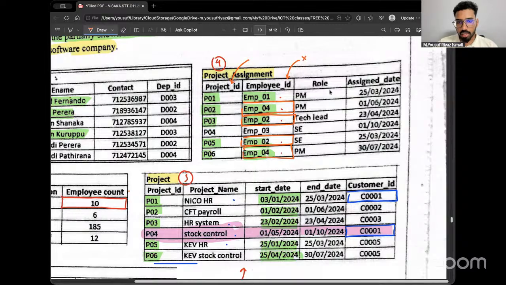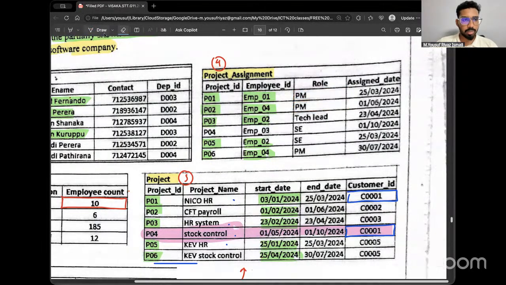No. Next, can we take the role as a primary key? Again, no, because in the role column also you can see there are repetitions. Primary key values can't repeat.